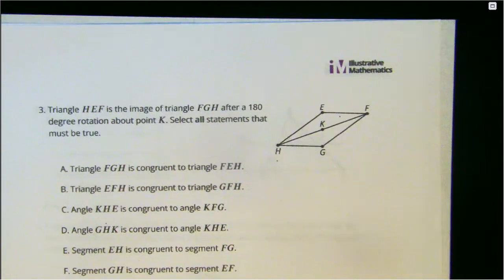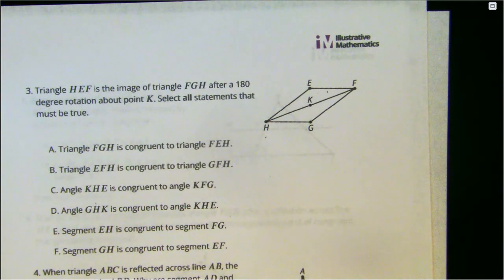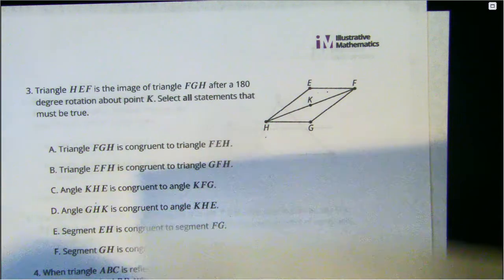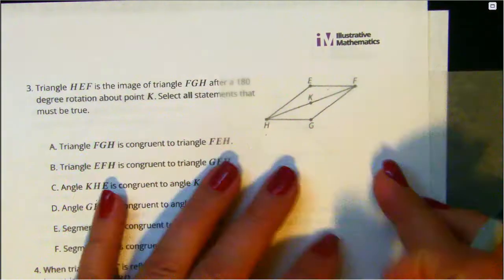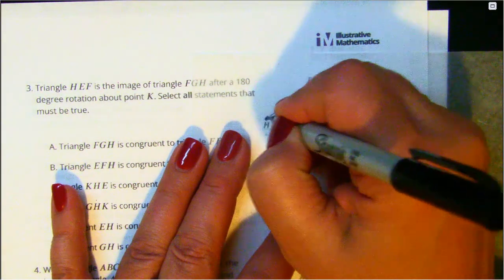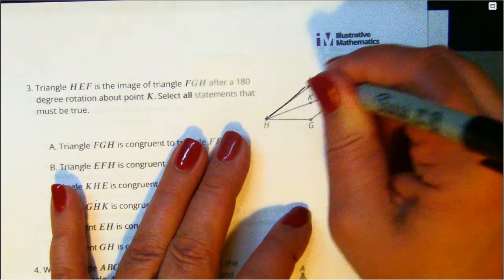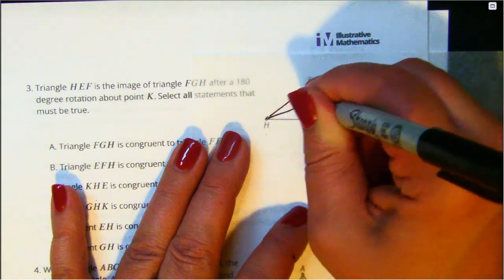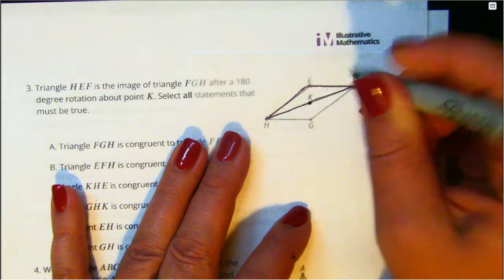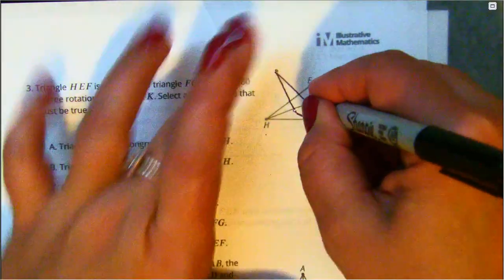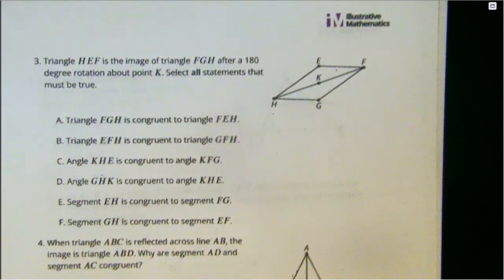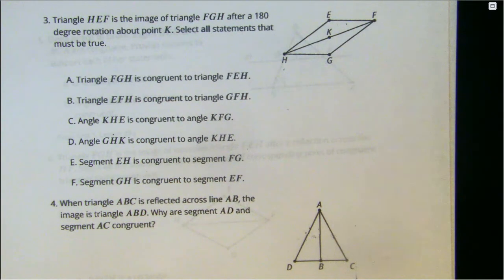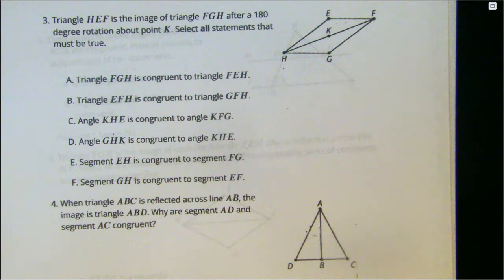Number 3. Triangle HEF is the image of triangle FGH after a 180-degree rotation around point K. So if you want to see this, that one down there. Select all statements that must be true. Well, that was a rigid transformation, which we know preserves distance and angle measure. Triangle FGH is congruent to FEH.